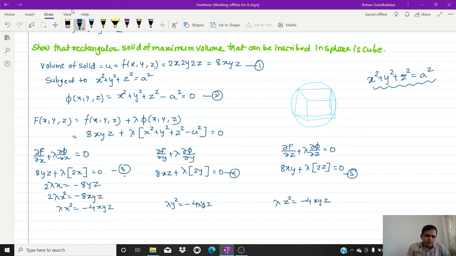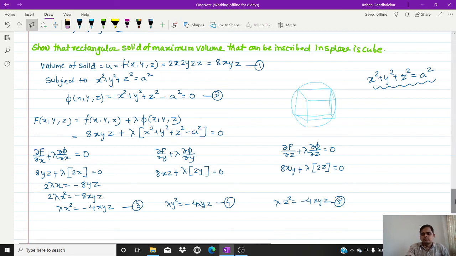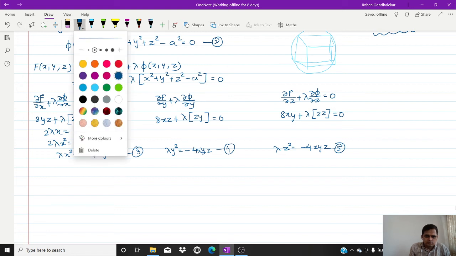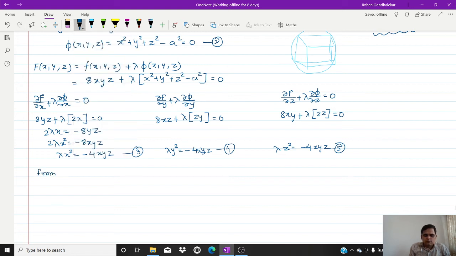So now instead of taking this equation for evaluation, what I do, I call this equation 3, this equation 4, and this equation 5. Are you clear with this? So sometimes simplification is essential so that your calculation becomes simplest. Now from the equations 1, 2, 3, 4 and 5, solve them.